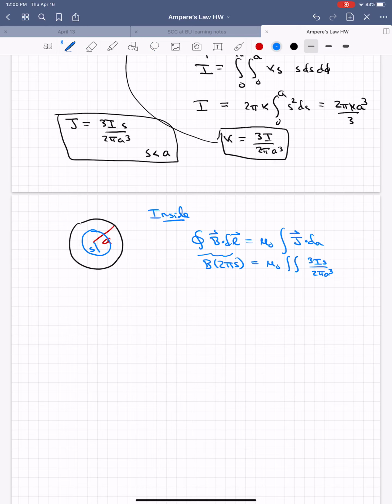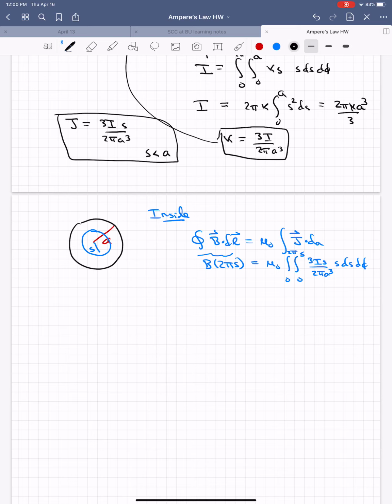Try to clean that up and make that look a little better. And the phi integral is going to go from 0 to 2 pi. And then the important thing here is that the s integral is going to go from 0 to s, because while I'm still on the inside, I only want to use the total amount of current that's on the inside, so I'm only going to integrate out to s.